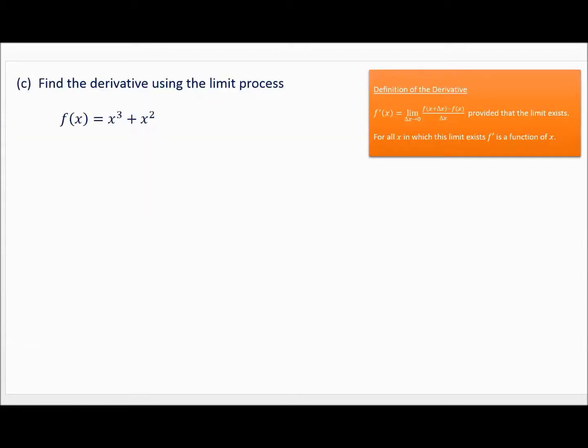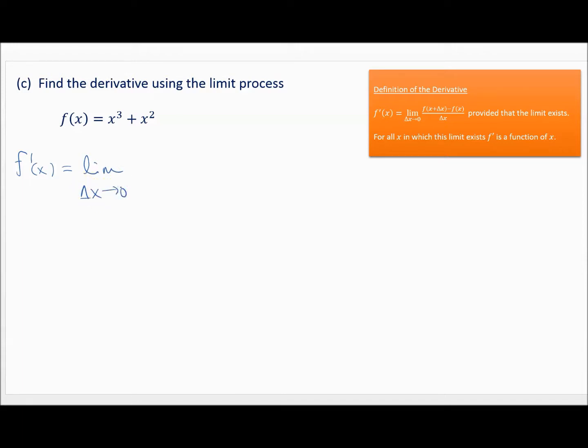Okay, so for problem C, we have some new directions. Find the derivative using the limit process. In orange over here, I have the limit process. Now, this is not any different than finding the slope of the tangent line. Notice the definition is exactly the same. We just have this extra f prime of x notation. So here we go. So f prime of x is equal to the limit, okay, as delta x goes to 0.